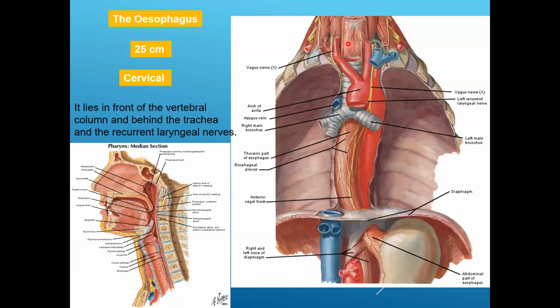One of the common complications while doing an operation on the thyroid gland is that you injure the recurrent laryngeal nerve, and because it supplies the vocal cords, responsible for their movements, the patient will have hoarseness of voice if it is one nerve. If it is two nerves, he might lose his voice completely. So that is the cervical part.